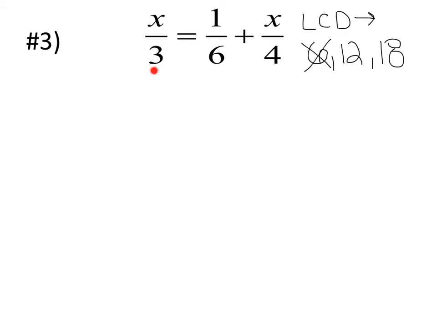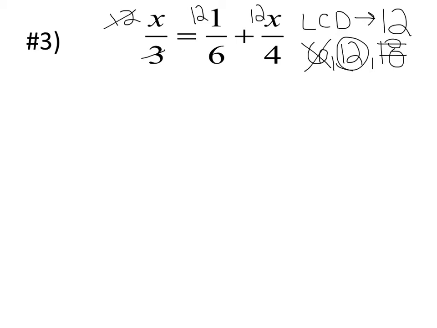Let's try 12. Does 3 go into 12 evenly? Yes. Does 6 go into 12 evenly? Yes. Does 4 go into 12 evenly? Yes. So it must be 12. You don't even have to check 18. Now you're going to take 12 and multiply it times each fraction, and then you're going to reduce or cancel or divide, whatever you want to call it.